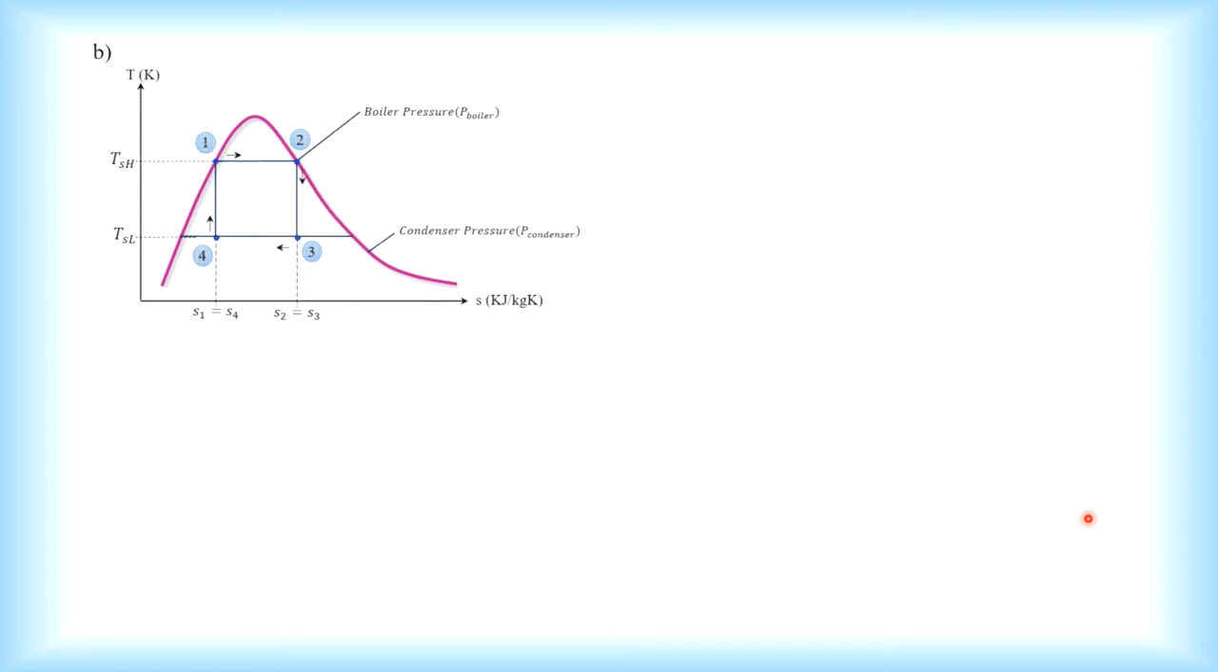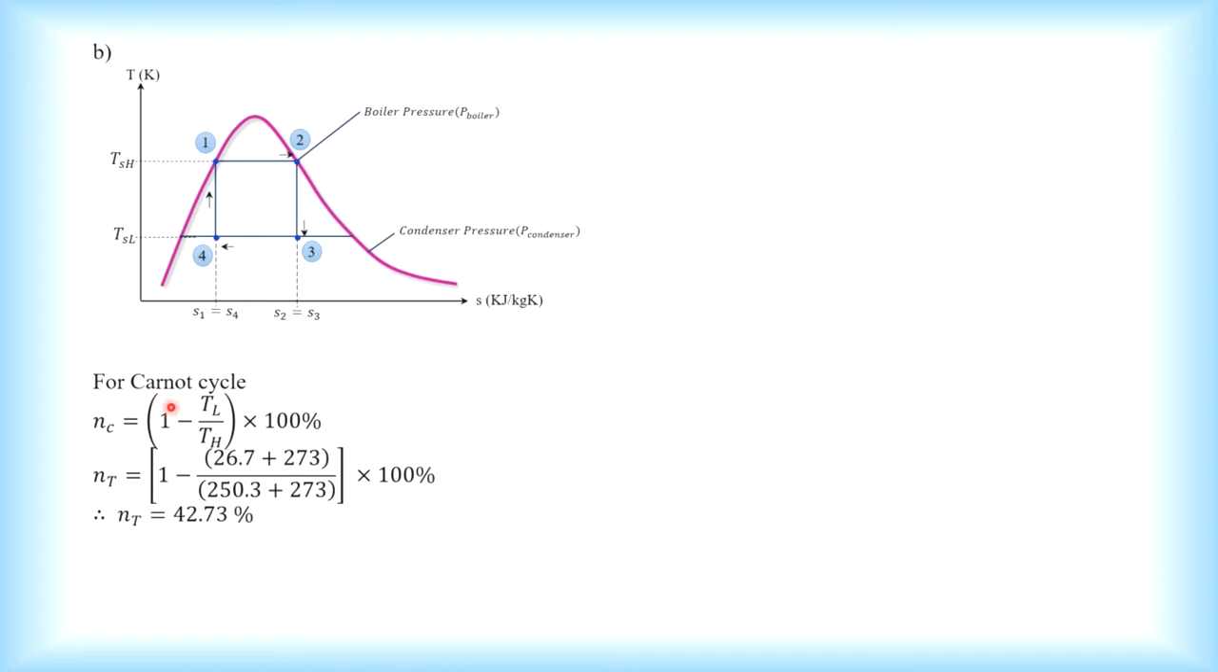Now part B refers to Carnot. Carnot is very direct. What we need to know is the entropy, S2, S3, or S1 and S4. They are the same. And then of course the temperature, you have to add 273. So 26.7, that is based on pressure 0.035 bar. When you look at the table, the temperature is 26.7, so add 273 because it is Kelvin. The higher temperature is based on the boiling temperature of the substance in the boiler, so that is 250.3 plus 273. So you get the Carnot efficiency as 42.73.